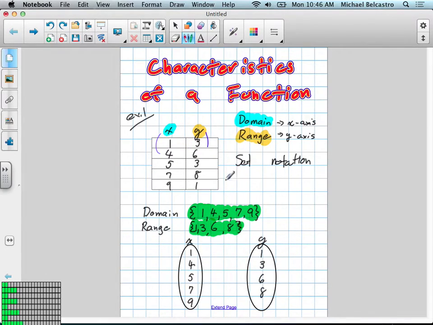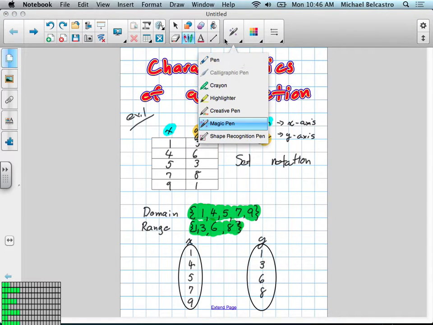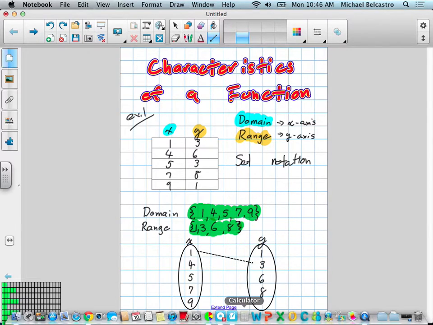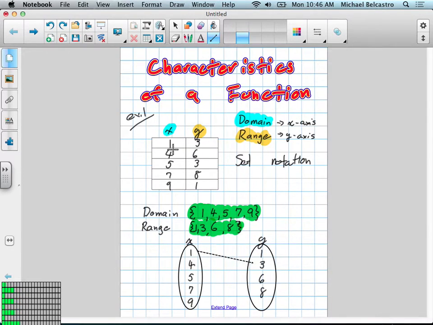So our very first thing we're going to do is draw a line from 1 to 3. That's our first set. Our next one is from the x value 4 to 6. Our next one is from 5 to 3. So it can be common for two numbers to point to one y value. That happens. We just represent it by making sure we point to the same number. Our next one is 7 to 8. And finally 9 to 1.